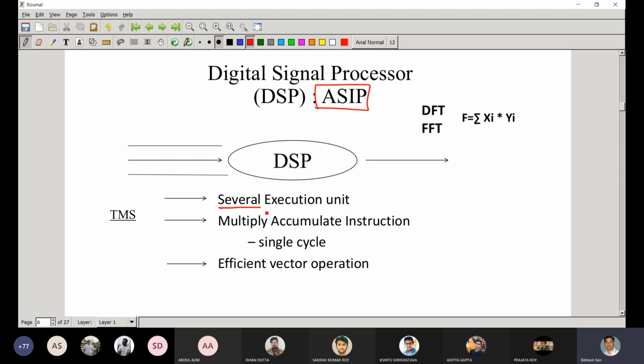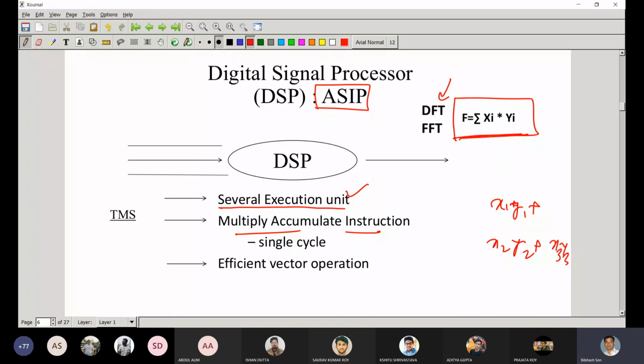So what distinguishes it from the others? It has several execution units. Compared to a microprocessor, it will have several execution units, such as multiply and accumulate. If you notice, in both the discrete Fourier transform and the fast Fourier transform, they mostly do calculations like x1 y1 plus x2 y2 plus x3 y3; an equation like this will happen.